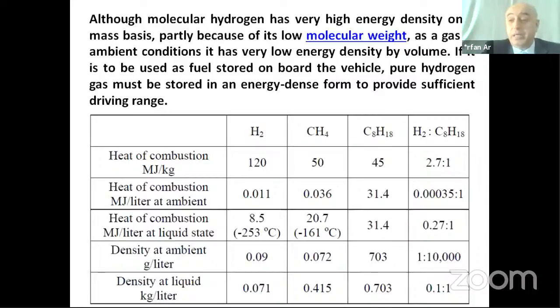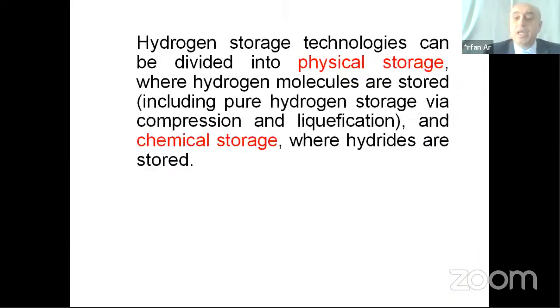The density at ambient conditions: hydrogen has 0.09, methane 0.72, and hexane 703. If you look at the ratio of the densities, it is 1/10,000. In fact, this low density is an advantage in some aspects, especially in the safety aspect. But on the other hand, for storage, it becomes a serious problem.